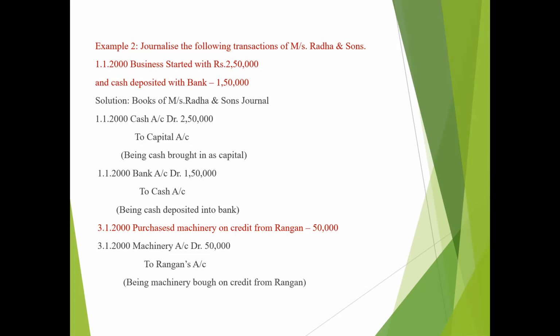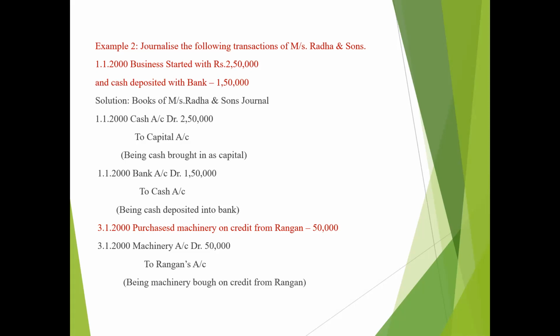So who are we buying the machinery from? From Rangan. So the Rangan account is the personal account, credit the giver. So the entry is machinery account debit to Rangan account. So the narration is: being machinery bought on credit from Rangan.